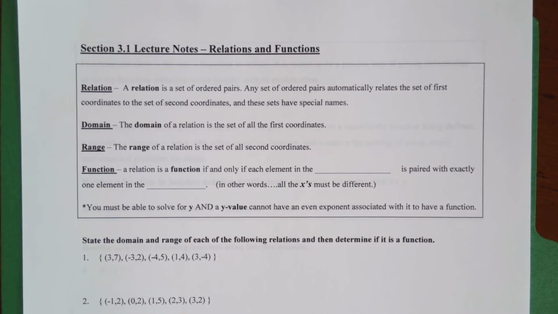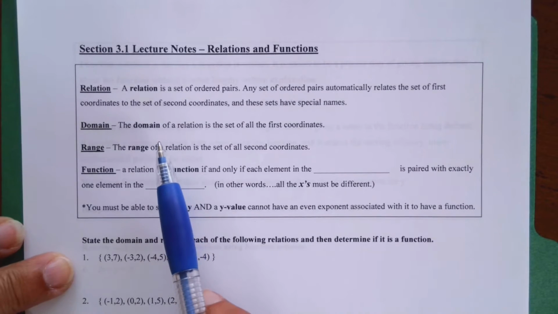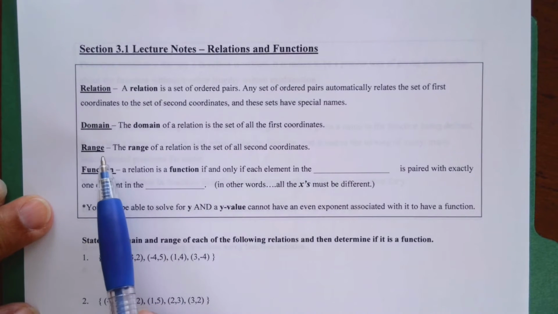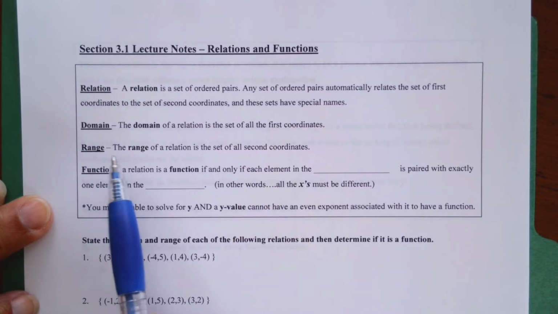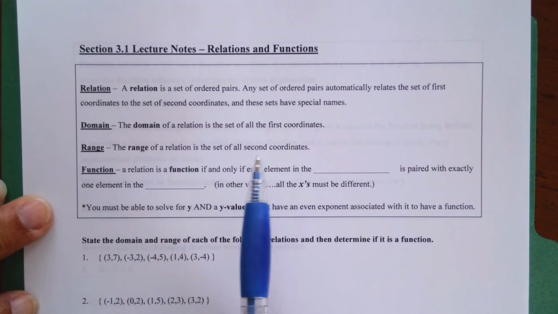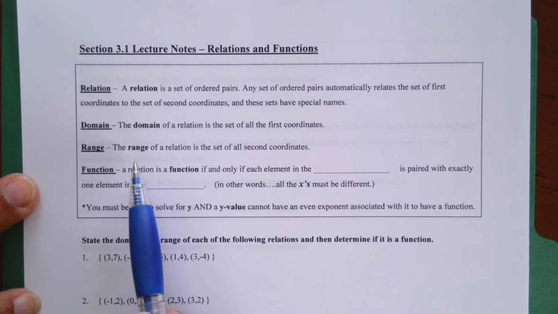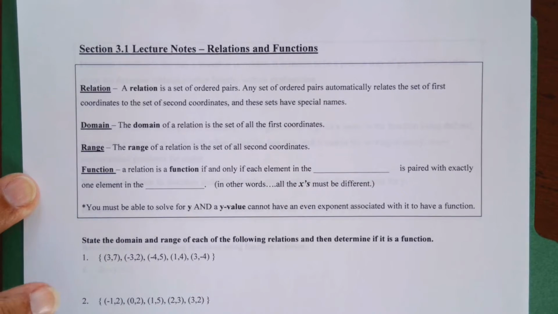So it says any set of ordered pairs will automatically relate the set of the first coordinates to the set of the second coordinates. And those sets have special names. So the set of first coordinates in a relation is called the domain, okay? So the domain of any relation is always just the set of all the first coordinates. And on the same side of that, the range would be the set of all the second coordinates. So the range of a relation is a set that includes all of the second coordinates of your relation.